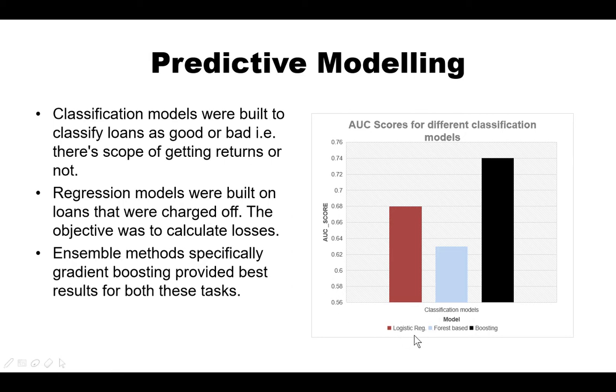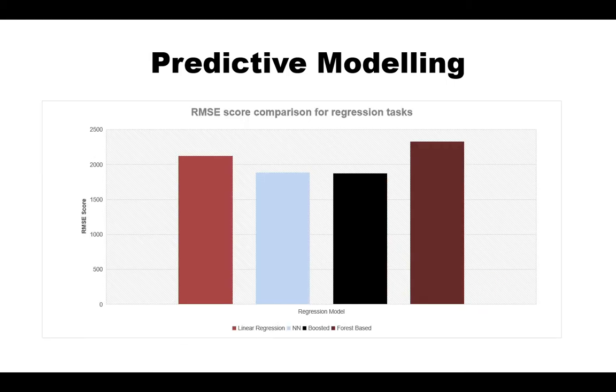We used logistic regression, forest-based methods, boosted methods, and neural networks for the different classification tasks, and their AUC scores can be seen. The AUC score of the boosted method is the best. And for the regression, the RMSE score of the boosted method is also the best, the lowest in this case. These models can basically be used to find the kind of customer that will default on our loans.